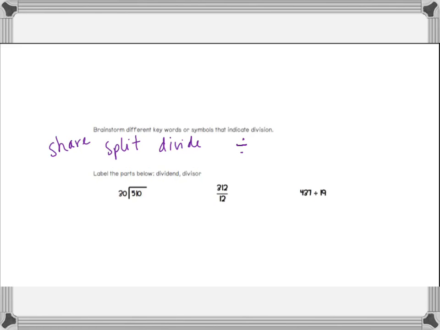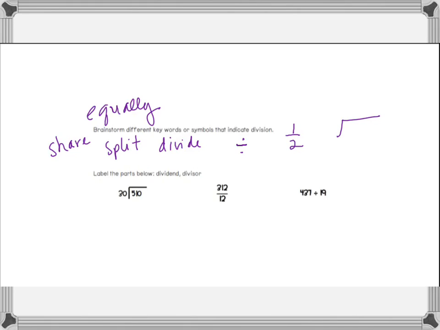We see a fraction representing division. We see this symbol representing division. We see the word equally. That usually represents division. There's lots of things that represent dividing. Let's talk about the parts of these division problems.